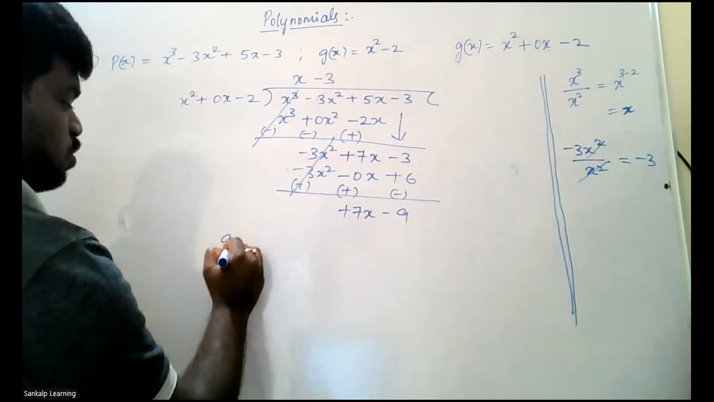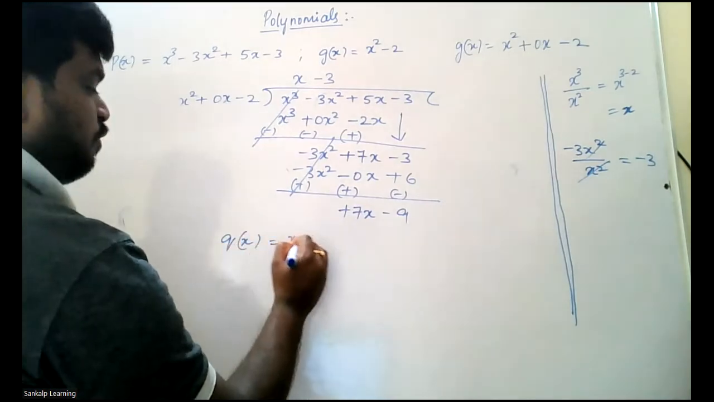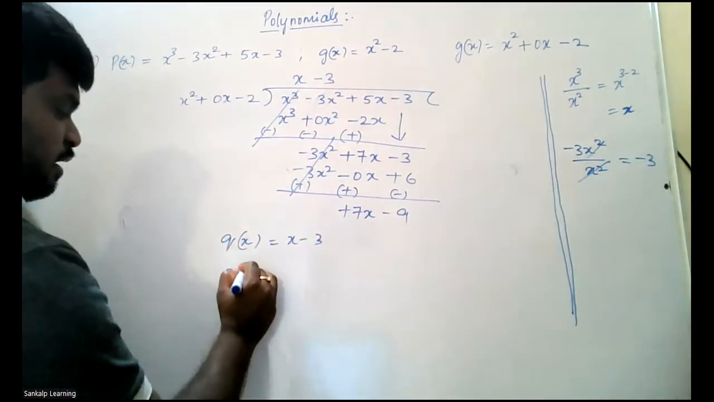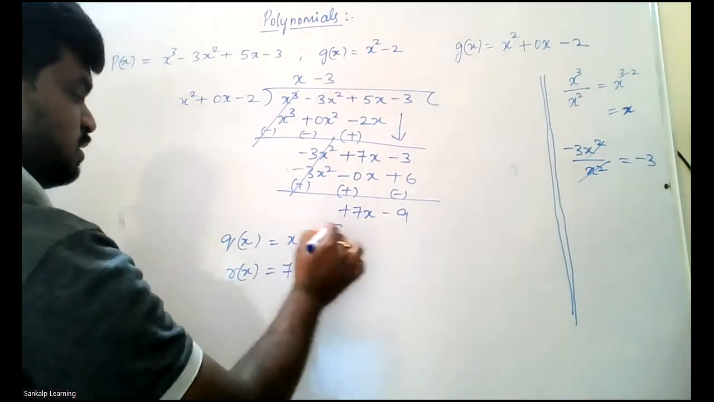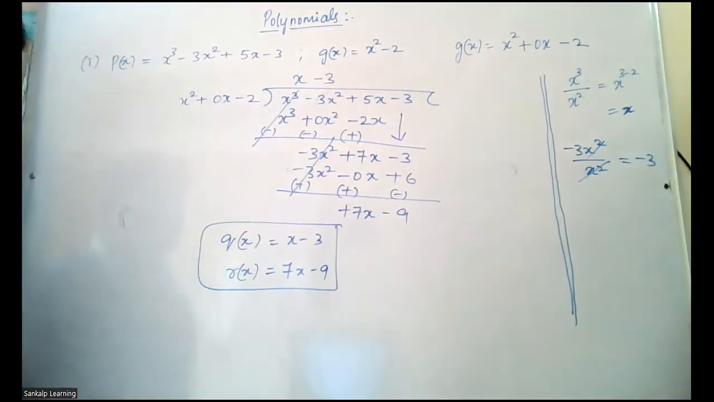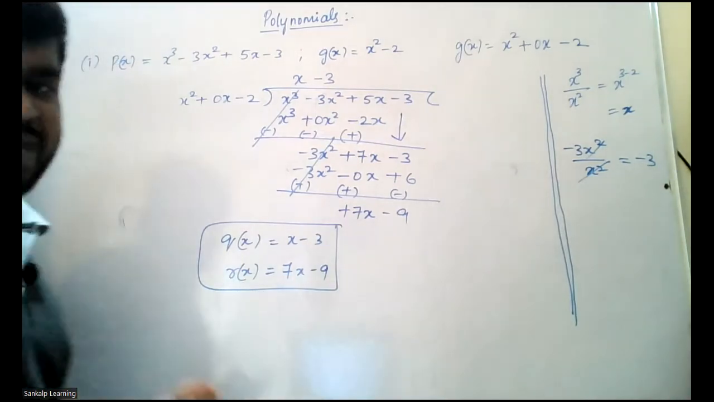Therefore, what is our quotient Q of x? Q of x is x minus 3, and the remainder R of x is 7x minus 9. So this is our quotient and the remainder. Let me repeat it. It's very easy.